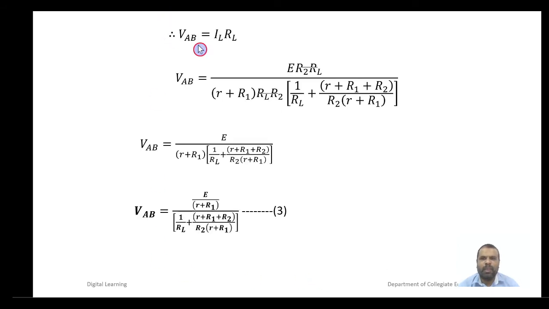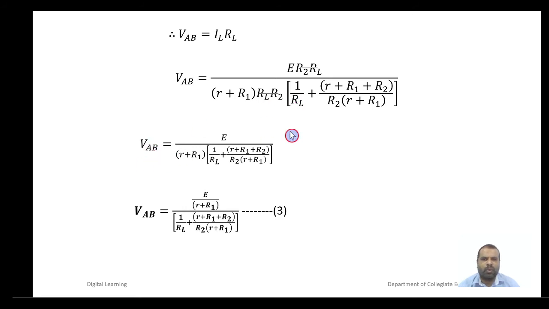Therefore, VAB is equal to IL into RL. VAB is equal to ER2 RL divided by bracket of small r plus R1 bracket complete RL R2 bracket of 1 by RL plus of bracket small r plus R1 plus R2 divided by R2 into bracket small r plus R1. RL R2 RL R2 get cancelled.